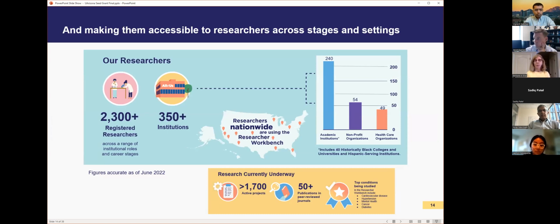There are over 2,300 registered researchers in the workbench now, representing over 350 institutions, most of which are academic institutions, but some are nonprofit organizations as well as healthcare organizations, such as Banner. Peer-reviewed articles are hitting published literature now, and we encourage you strongly to target that as one of your outcomes for your research endeavors. Top conditions being studied right now on the workbench are cardiovascular disease, hypertension, mental health, cancer, and diabetes, but there are many, many other topics. And the next slide, please.